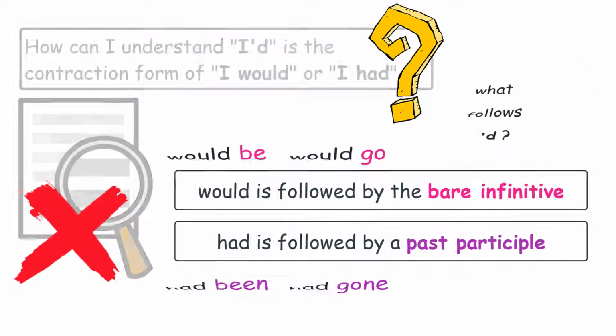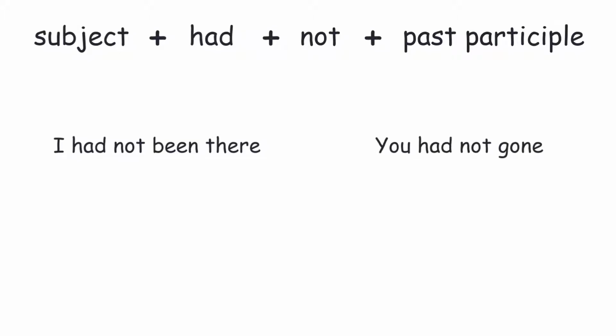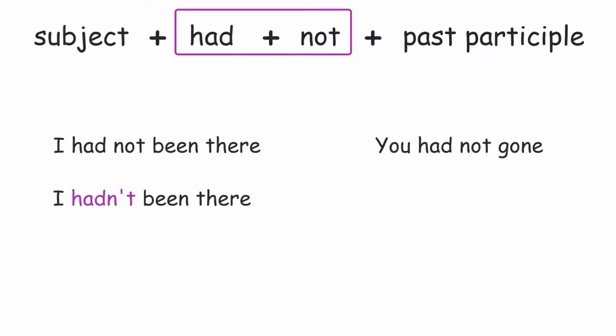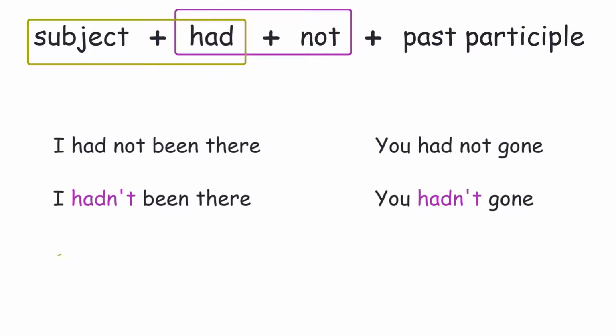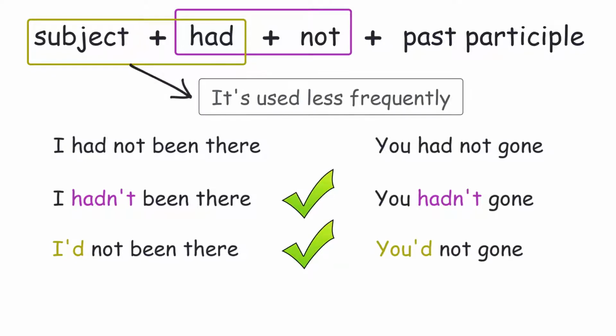For the negative sentences, just add not. I had not been there. You had not gone. Now, in negative sentences, the auxiliary verb usually contracts with not, so you'll hear I hadn't or you hadn't. But you will occasionally hear the contraction a little differently. I'd not been there or you'd not gone. And this is correct too, just it's used less frequently.